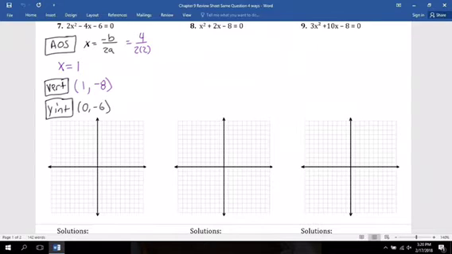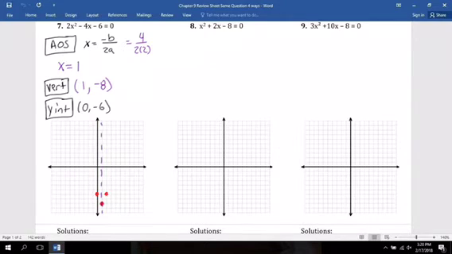And so I can plot what I have so far. I've got my vertex at 1, negative 8. Through that point, my axis of symmetry runs, so don't forget about that, because that's really important. And then I have my y-intercept at 0, negative 6, which is this point here, and I can mirror it over here. But I need other points.